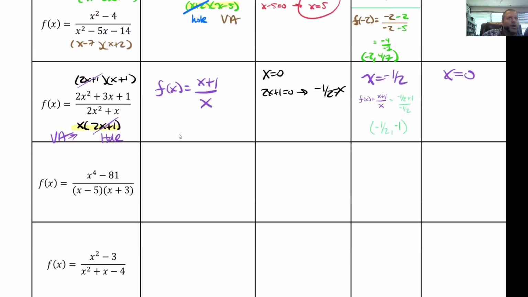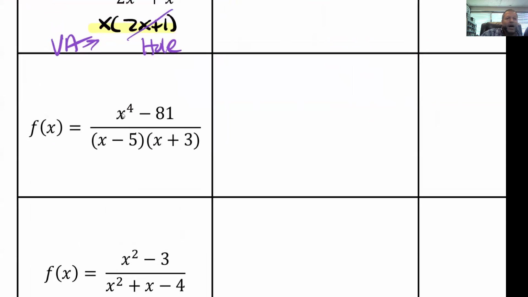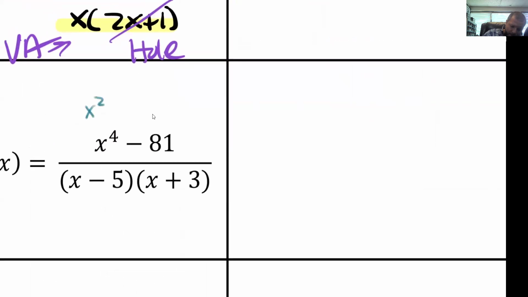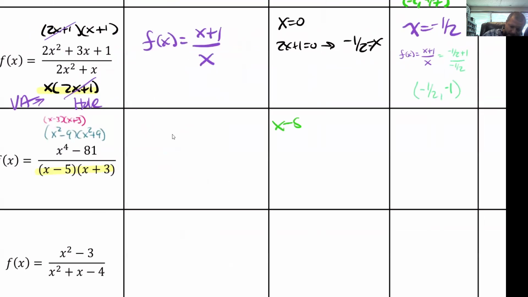If I look at the one below it, I can factor this numerator. This is a difference of squares, something easy to square root. So I'm going to get x squared minus 9 and another x squared plus 9. X squared minus 9 can factor again, that's another difference of squares. So once again, I want to find my domain restrictions. That's going to occur when my denominator is equal to 0. So x minus 5 is equal to 0, which gives us x equals 5 as a domain restriction. X plus 3 is equal to 0, so we get x equals -3 as a domain restriction.